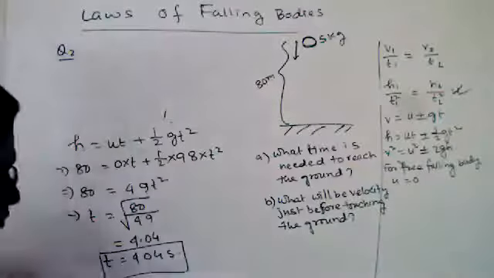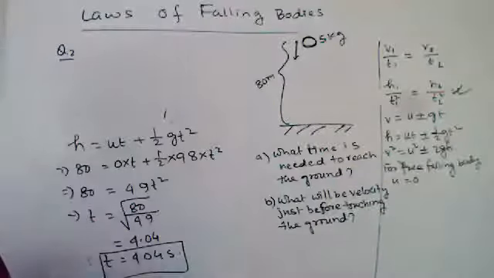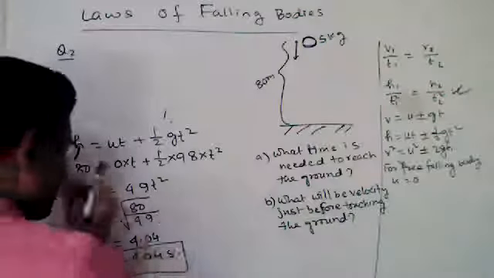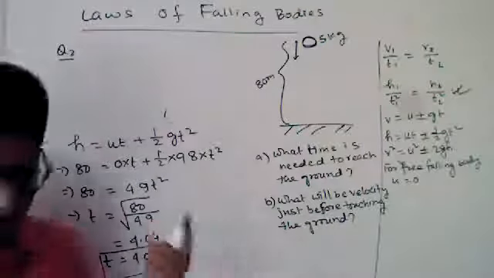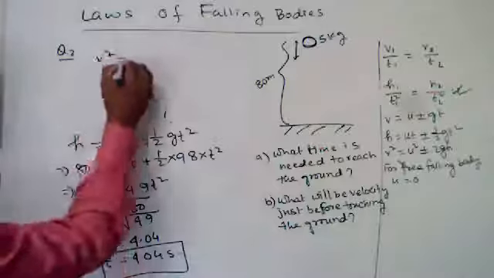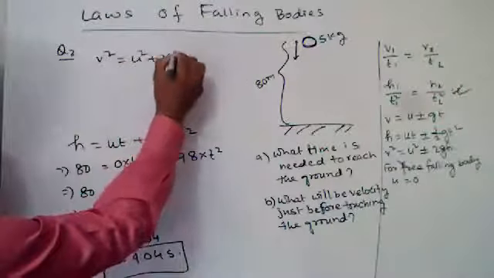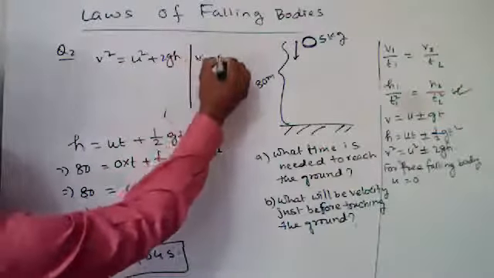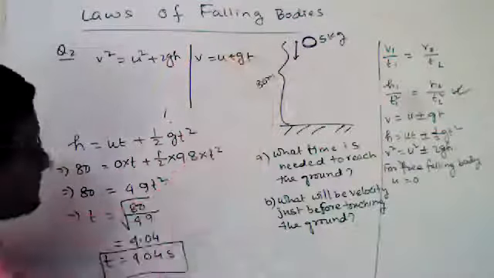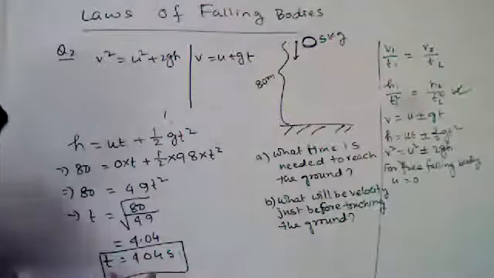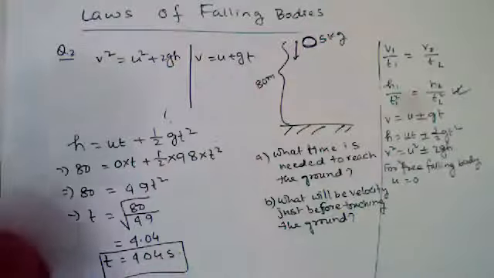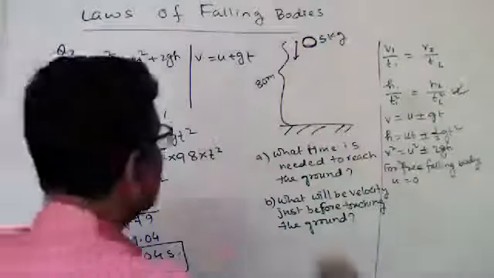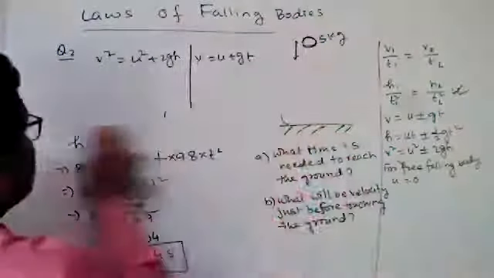And what will be the velocity just before touching? You can solve this in two ways. One is the equation v squared equals u squared plus 2gh, or v equals u plus gt, because now you know the time at which it touches the ground. Okay, come on. What will be the result?